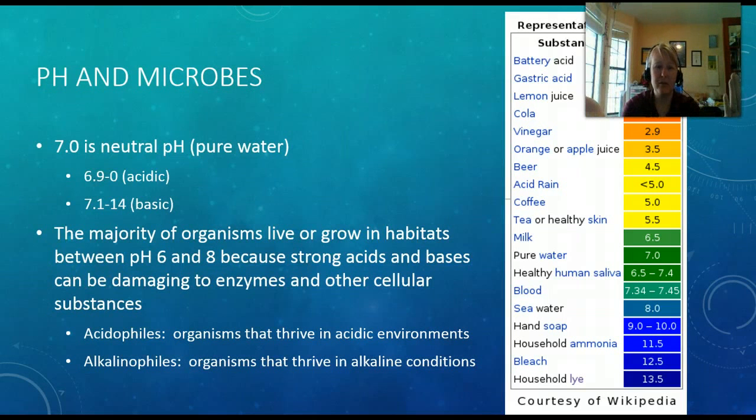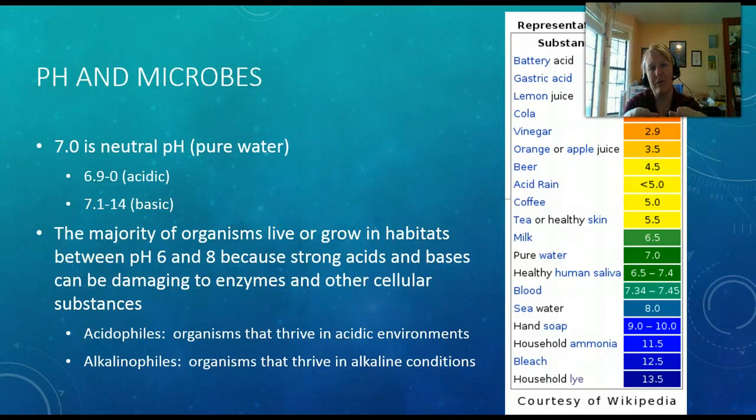And most organisms are like us, and they prefer to live in environments between 6 and 8, right? If we get too acidic, we die. If we get too basic, we die. This is why acids and bases are really bad for us. What it does is it changes the way our proteins function, and that's why it's really important that we maintain a good pH within our system.